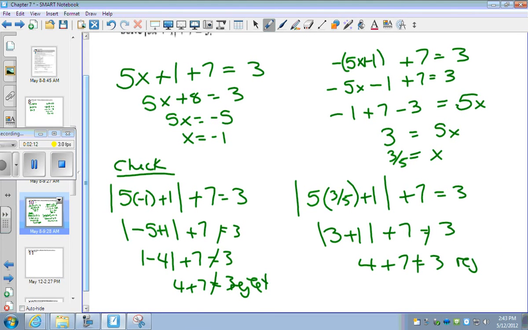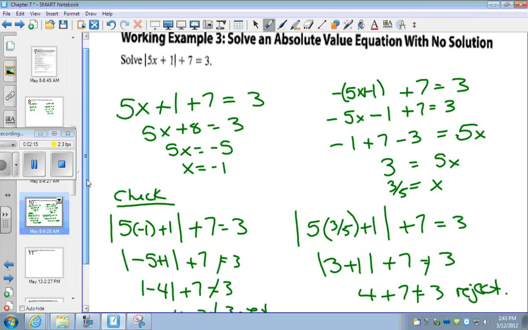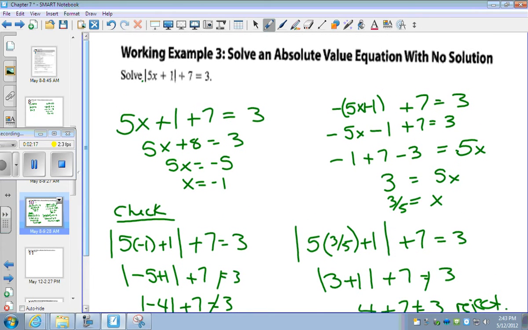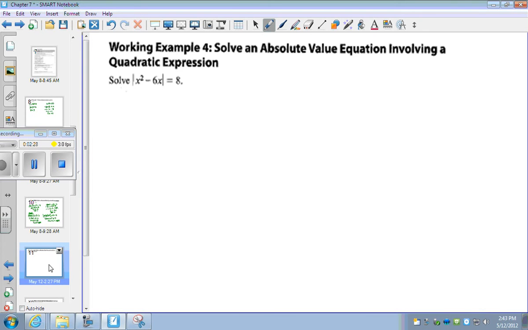Okay, right from the get-go, we should have had some intuition here, though. What this says is a positive number, because remember, an absolute value is always a positive number. A positive number added to 7 equals 3? Not even possible. Okay, now we're doing quadratics. So we know it's a quadratic because there's a squared term. That tells us that we're doing quadratics.